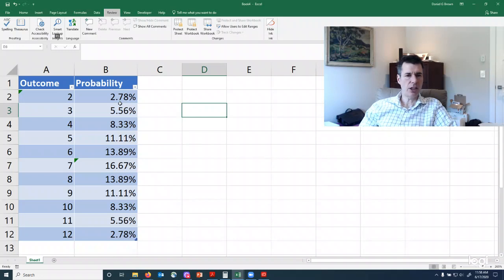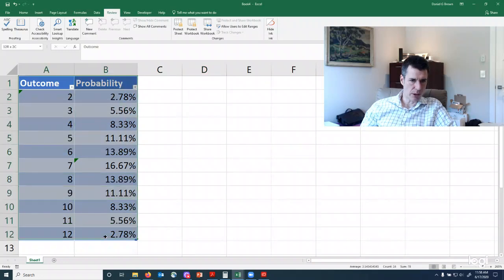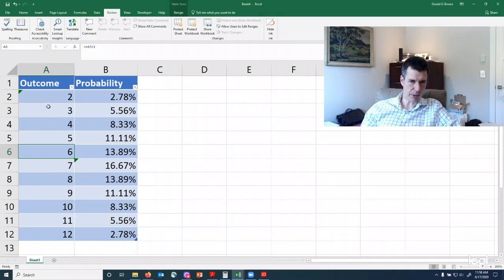In this video, I am going to compute the expected value and the variance of the value for the sum of two dice. Now, I've already computed the probability distribution for the sum of two dice. This is the possible outcomes for the sum. This is the probability of each happening.